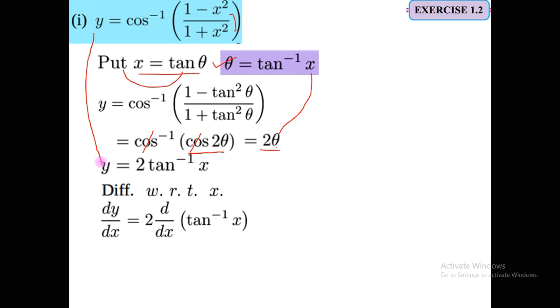Now I will differentiate this with respect to x. I get dy by dx is equal to 2, being a coefficient, I am keeping it outside, d by dx of tan inverse of x. Now as we recall, the formula for the derivative of tan inverse of x is 1 upon 1 plus x square. So just multiply this with the 2, all I get is 2 upon 1 plus x square, and this is the final answer.